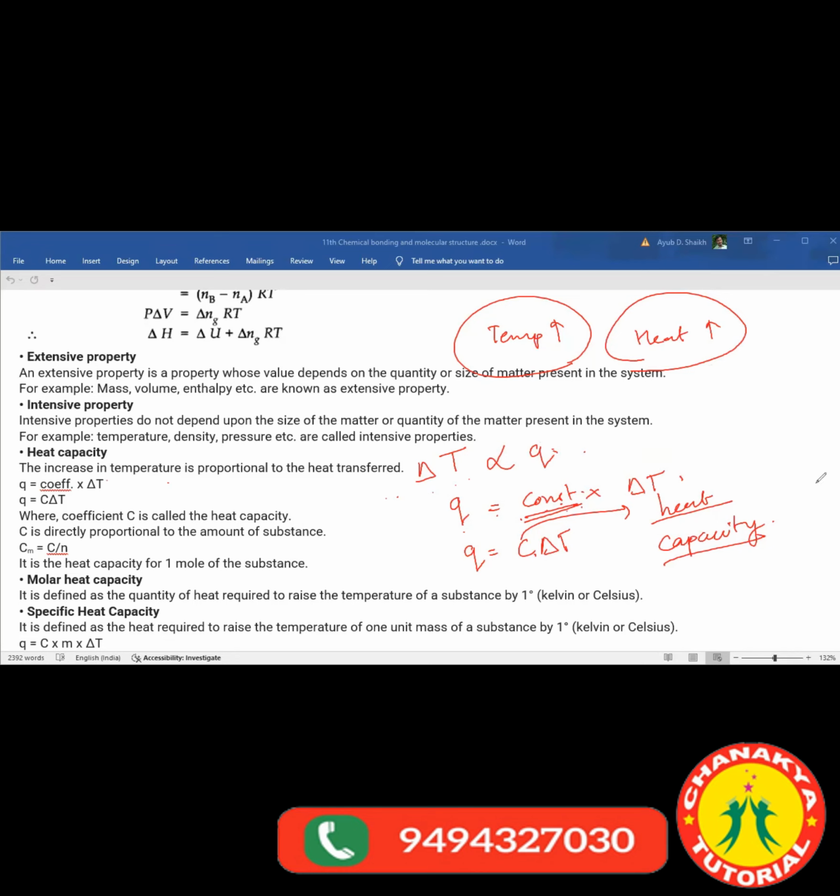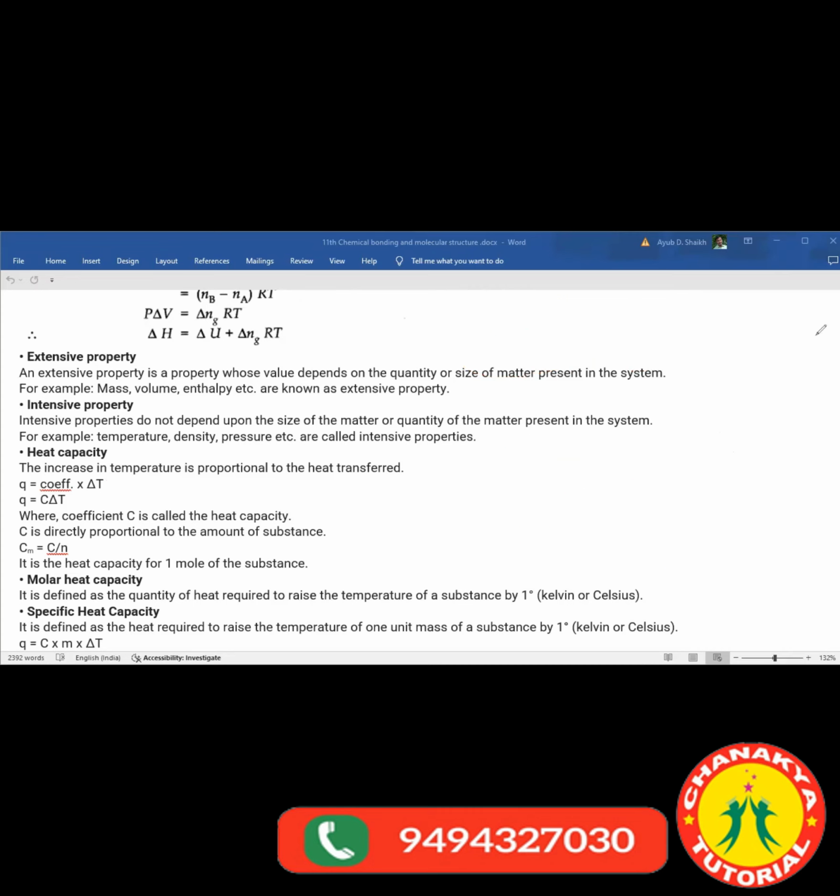Now about this heat capacity, a few terms are given. Shall I erase it? Yes, ma'am, you can erase it. Now see what is given about it. Heat capacity: the coefficient C is called the heat capacity. C is directly proportional to the amount of substance. It means if your substance is more, your heat capacity is also more.